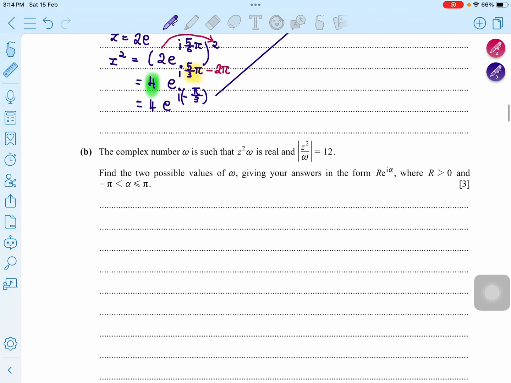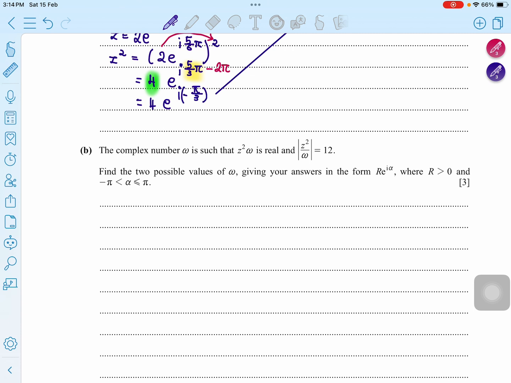Now let's see the second part. I have to now find the w, which we call omega, such that the z squared over w is real. What is the meaning of this real? What is a real complex number? Maybe it's something like 2 plus 0i or x plus 0i, where the y component is missing. So what happens if the y component is missing? Okay, that's for you to think for a while.